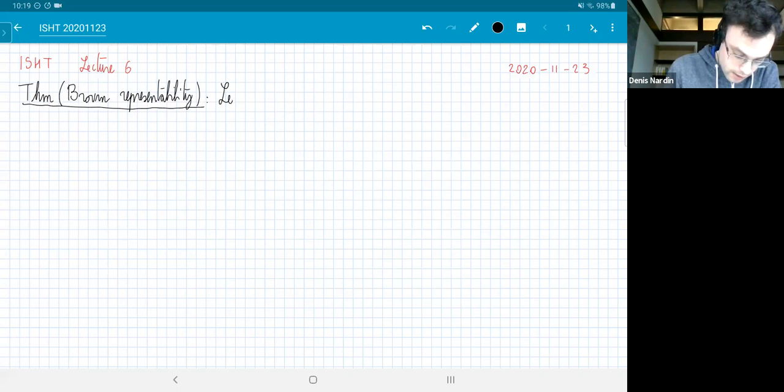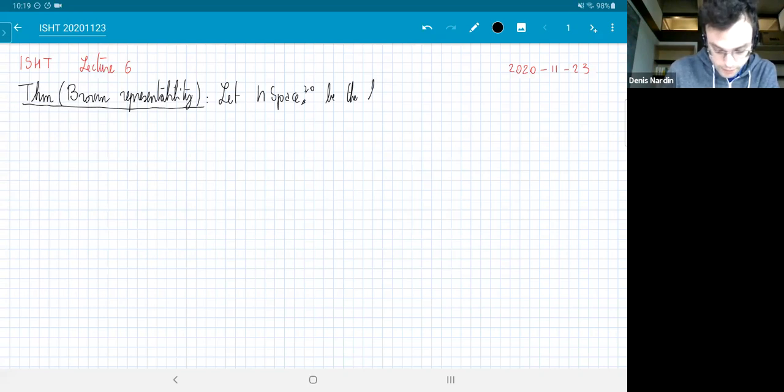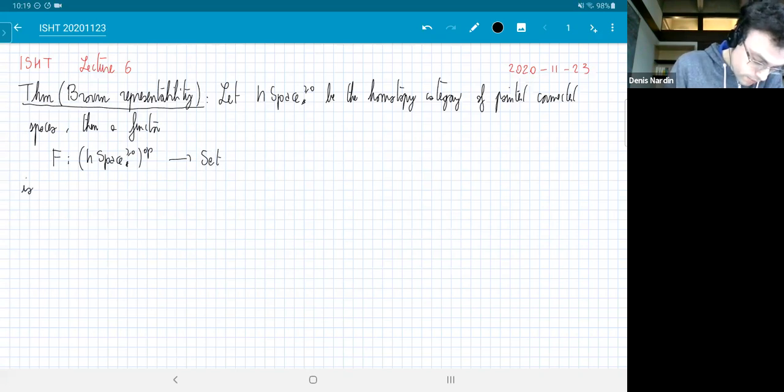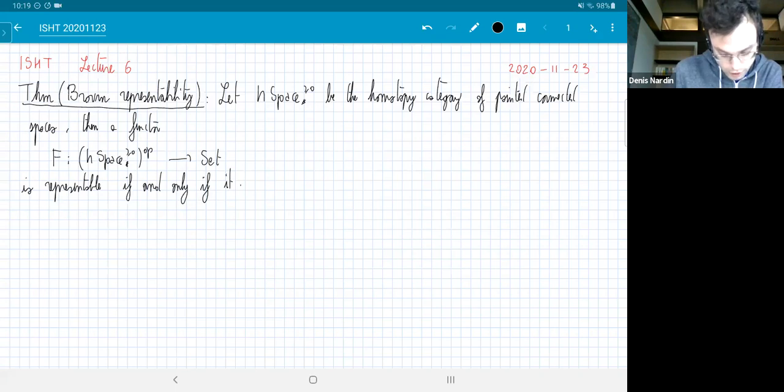So let H space be the homotopy category of pointed connected spaces, then a functor F from its opposite into set is representable if and only if it satisfies the following two conditions.